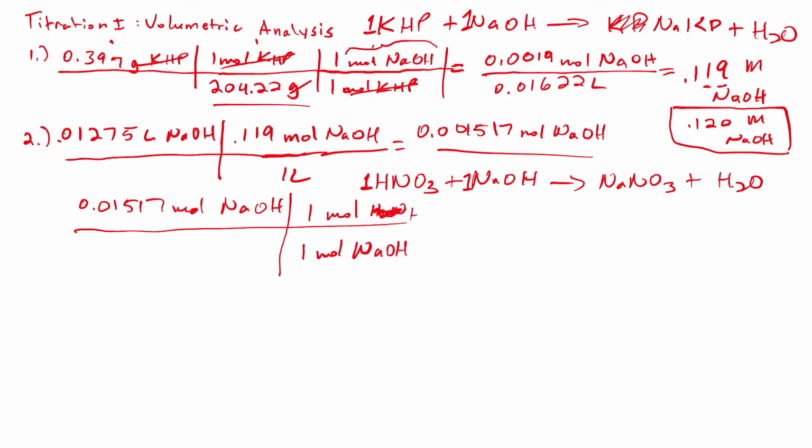Writing it wrong. HNO3. There we go. Okay. So again, I can cancel out all these things here. Moles of sodium hydroxide with moles of sodium hydroxide leaves me with moles of nitric acid. And so the number of moles of nitric acid I have is going to be 0.0157 times 1 divided by 1. So that's just the same number again.